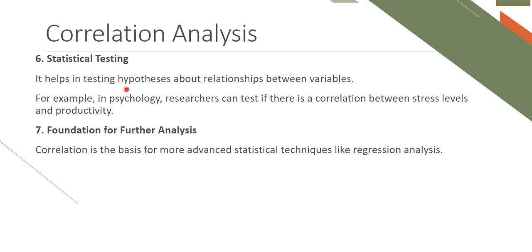Next is statistical testing. Hypothesis testing is used to find out the relationship between one variable and another. For example, in psychology, researchers can test if there is a correlation between stress level and the productivity. So productivity, for example, if I want to take more class, what is my stress levels? So that we easy to identify and do it. Then foundation for further analysis is a basis for more advanced statistical techniques like regression. So advanced level of correlation is nothing but regression. That also we will going to study in upcoming videos. But these are the reasons.